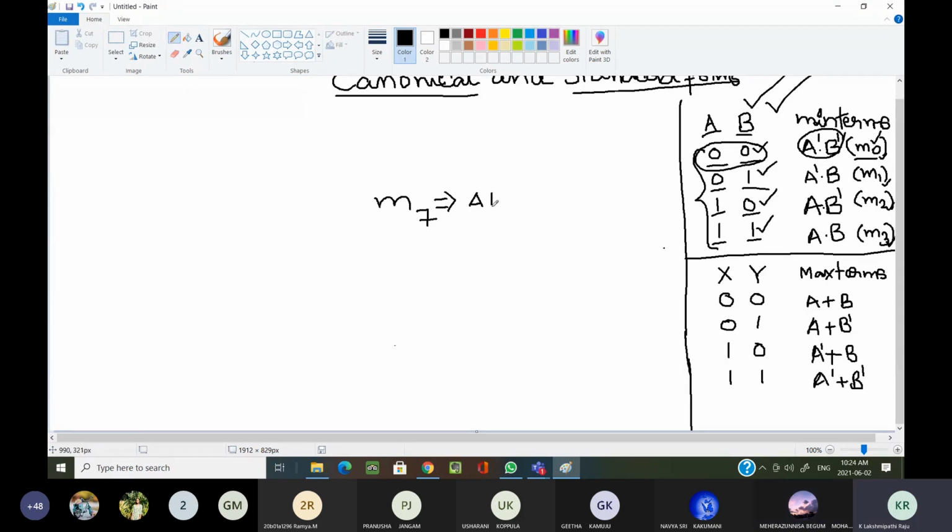Okay. M7 is ABC. Am I correct? M7 is ABC only. Yes, sir. Okay. Now moving to the maxterm. Write down the same description that we have written. In place of the AND operation, which operation do we need to write? OR operation. Write down the complete paragraph that you have written above. For minterms, here you need to change that AND operation to an OR operation.